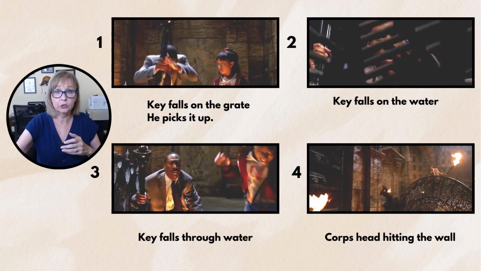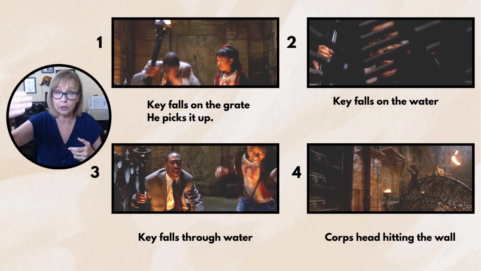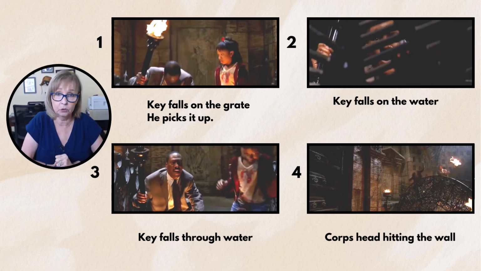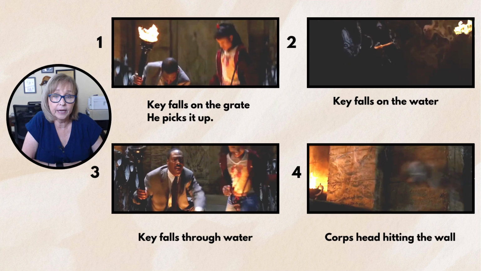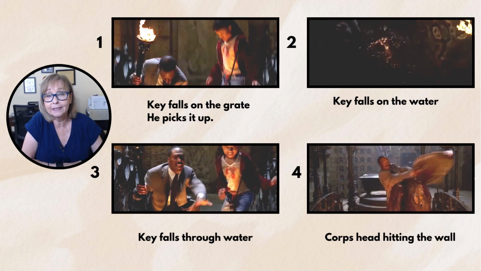So again, you want to think ahead of, okay, what happened before this? We want to get it falling through the water, and then we want her picking it up as well. So that's number 3. And then, of course, we have number 4, where the corpse head is hitting the wall.